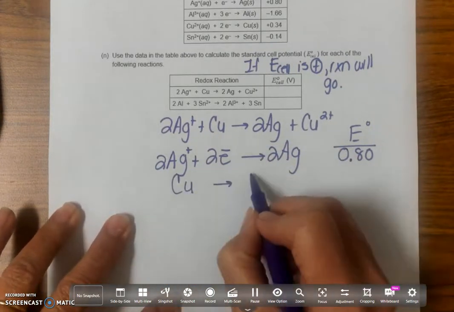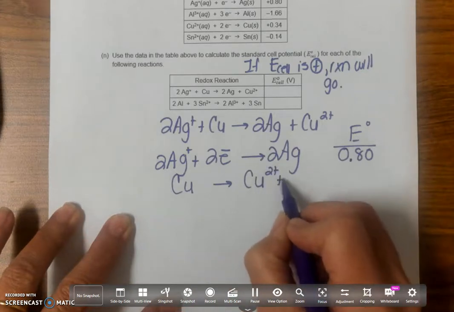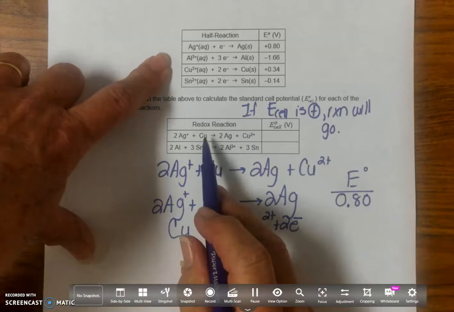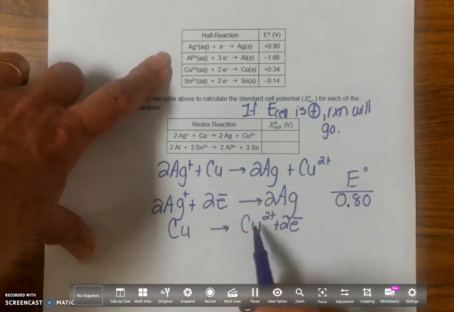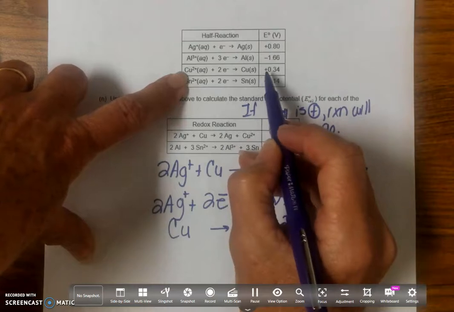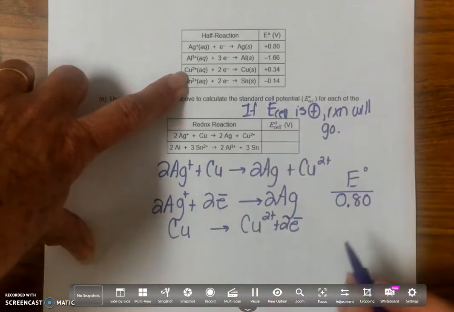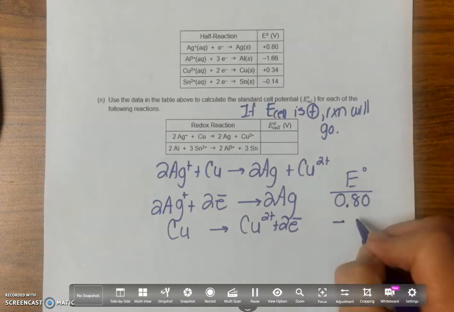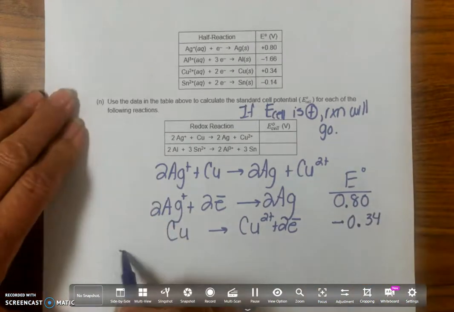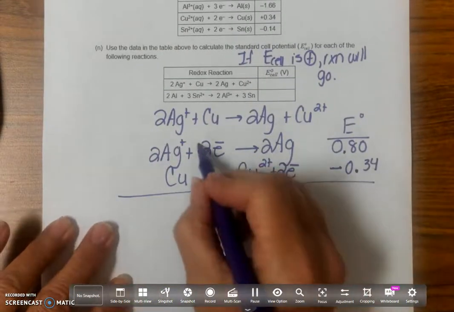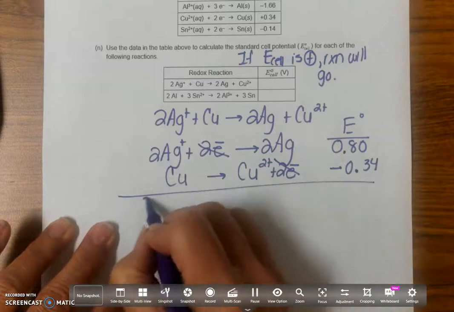All right, let's pull the copper out. Copper is going to Cu2+ plus 2 electrons. Now, what I had to do with the copper, notice this one is not being reduced, it's oxidized. So in this case, we don't multiply, but we do reverse and make this negative. So this is going to be a negative 0.34.